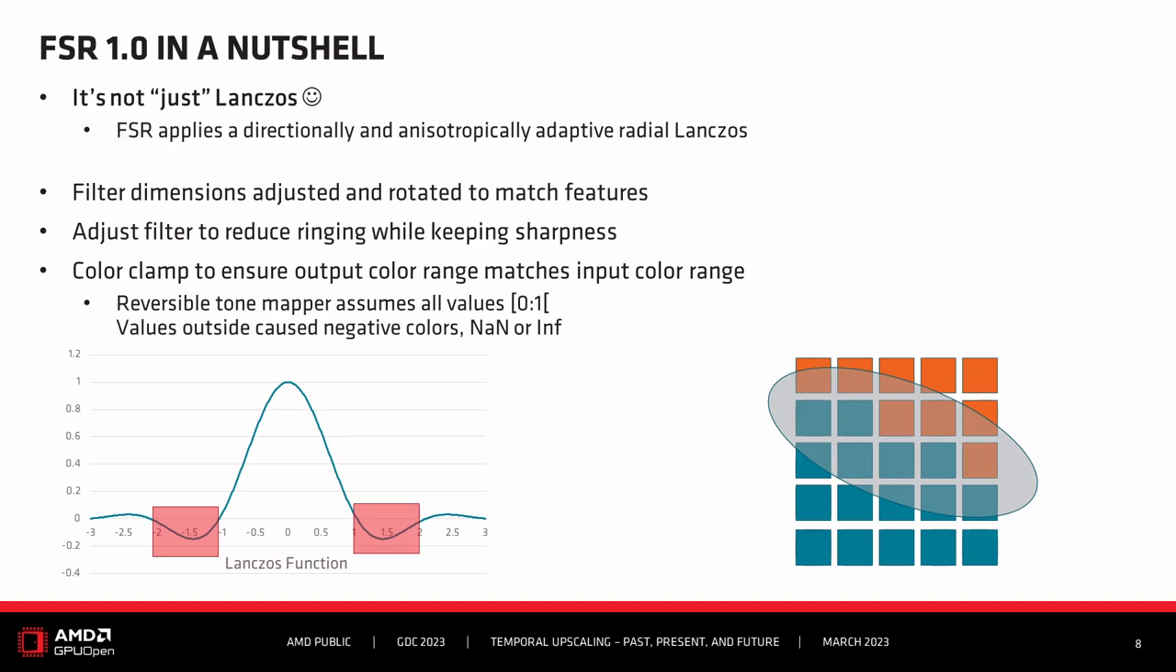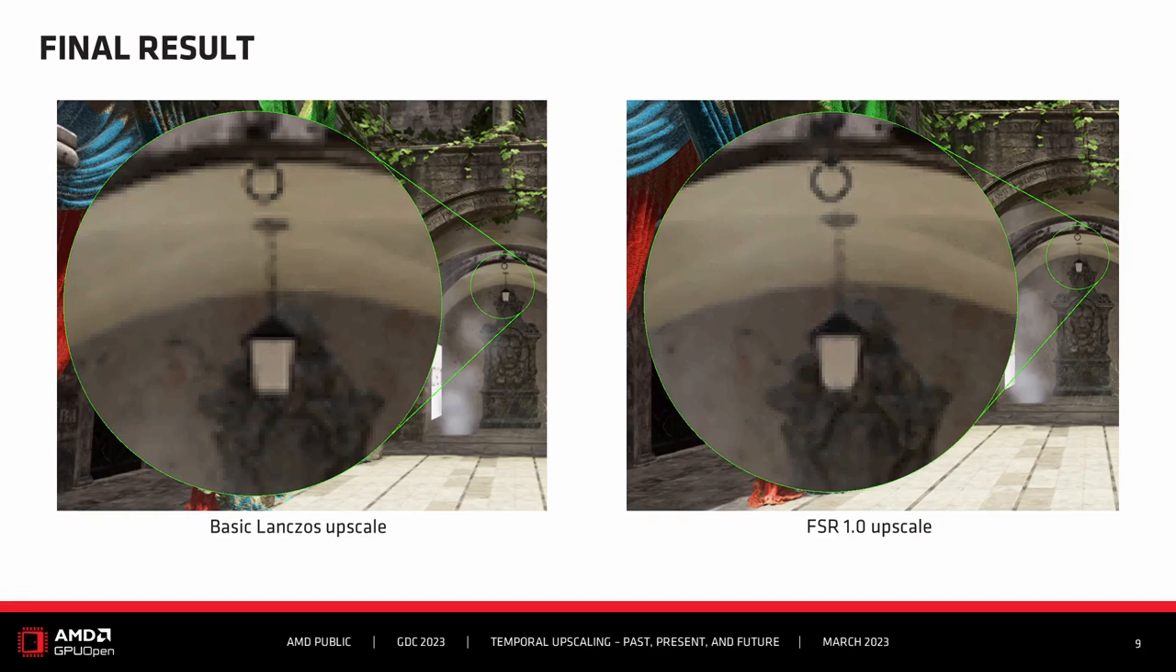So once we have applied our filter, we will clamp the output color to the expected color range of the input. And we're almost done with FSR1. Here you can see a comparison of the basic Lanczos upscale with our FSR1 upscale. On the left you can see Lanczos, on the right, especially if you look at the ring on the top, you can see that FSR1 produces a much nicer upscale result.